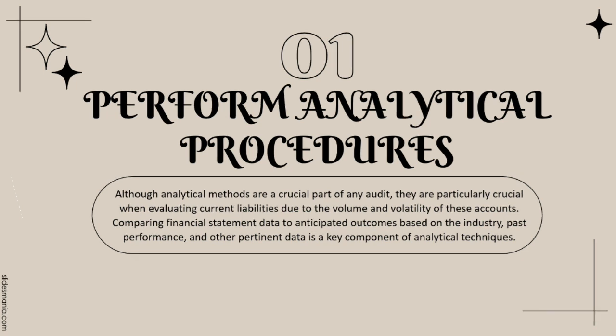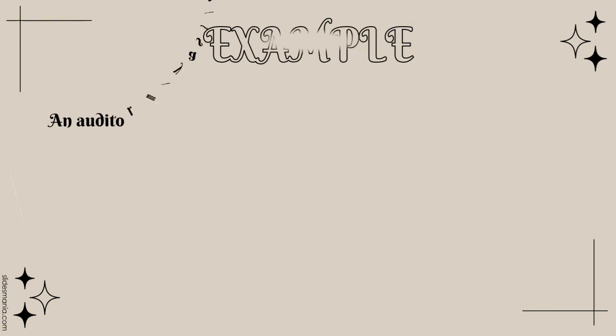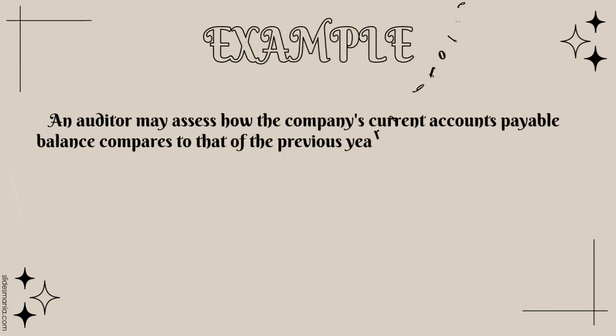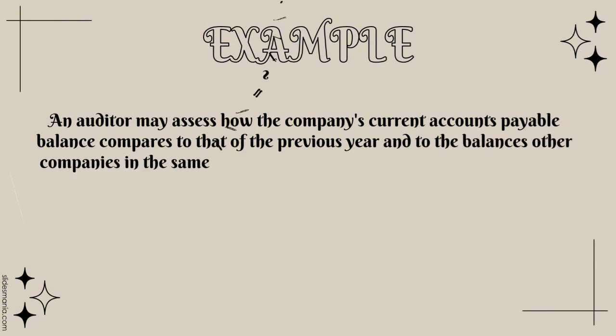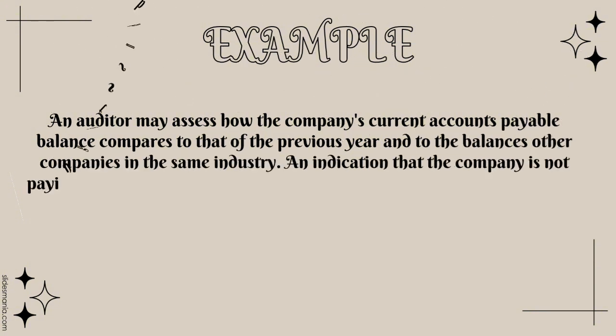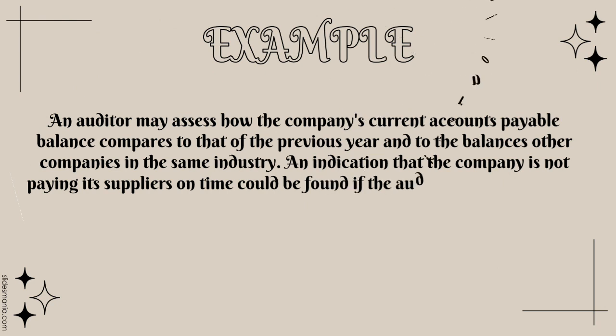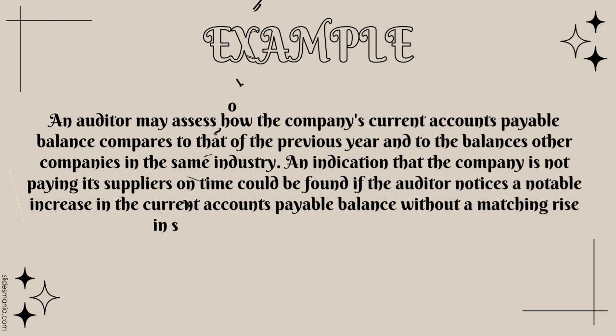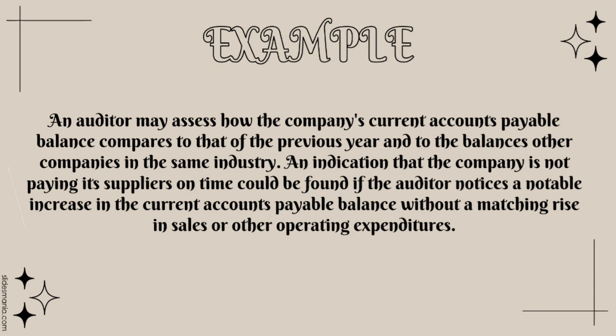component of analytical techniques. Example: an auditor may assess how the company's current accounts payable balance compares to that of the previous year and to the balances of other companies in the same industry. An indication that the company is not paying its suppliers on time could be found if the auditor notices a notable increase in the current accounts payable balance without a matching rise in sales or other operating expenditures.